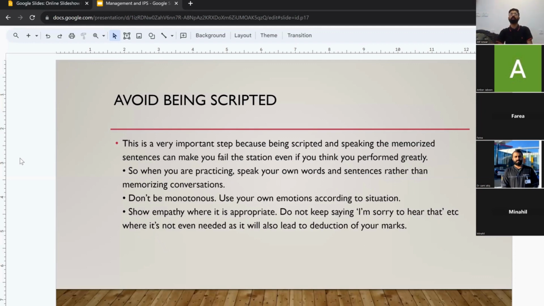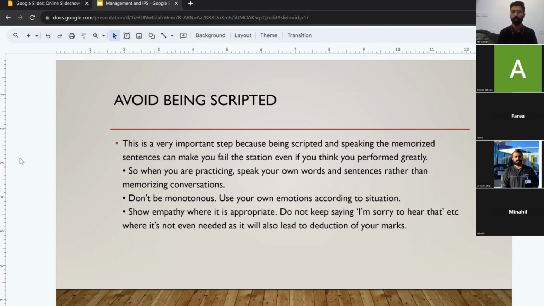Okay, so another very important thing about your PLAB-2 stations is do not be scripted, because when you attend academies, you will get the notes. When you're practicing, you simply memorize things. Many people simply memorize things, and they are speaking the same sentences every time. But in the GMC, the examiners are very experienced. They're assessing like 60, 70 students every day. They know when someone is speaking memorized sentences, and that may lead to a reduction of your marks, and that may not be a good impression for your station.